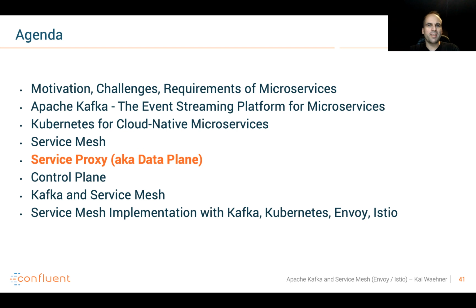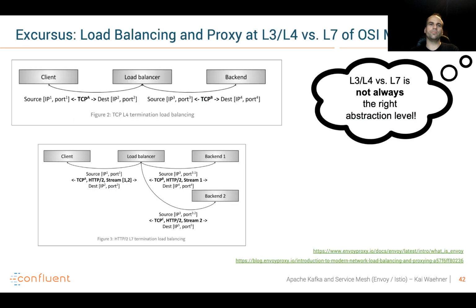So now with an understanding of service mesh in general, let's think about the two components of it: the service proxy, which is also known as the data plane, and then the control plane on the other side. The service proxy is really often just a load balancer, often with more logic, right? So we have to understand that there are two different concepts here, and we are looking at the OSI model. Either you have a proxy or load balancer at level 3 and 4.